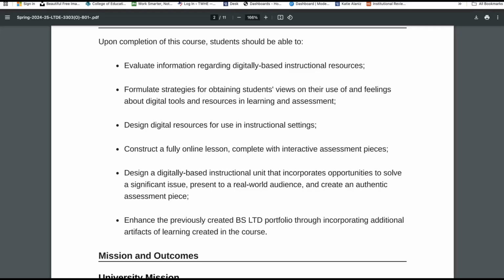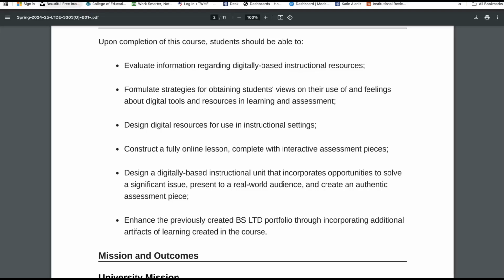You will also design a digitally based instructional unit that incorporates opportunities to solve a significant issue, present to a real-world audience, and create an authentic assessment piece. And finally, you will continue to build upon the Bachelor of Science in Learning Technology and Design portfolio you have already created. If this is your very first course within the BS LTD program, or you're taking this course as an elective, you will have the opportunity to begin designing your portfolio within this course.